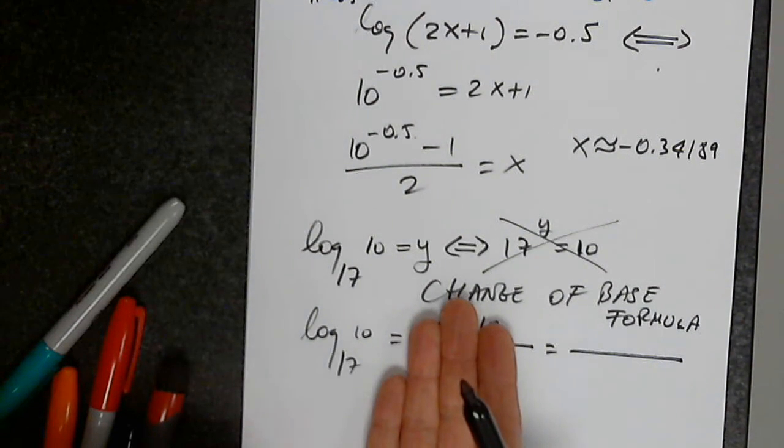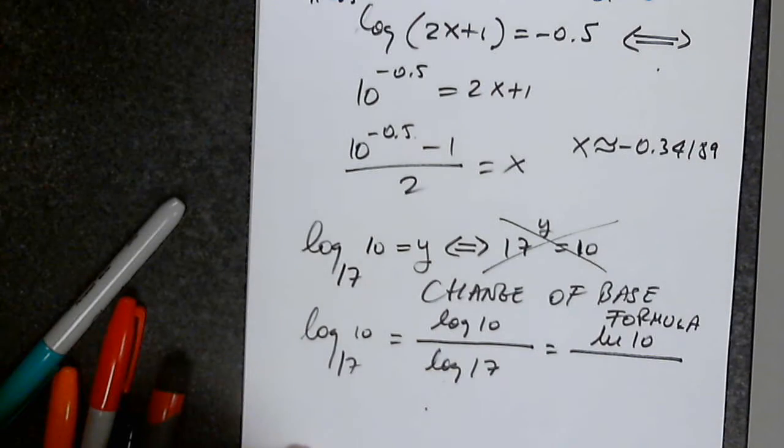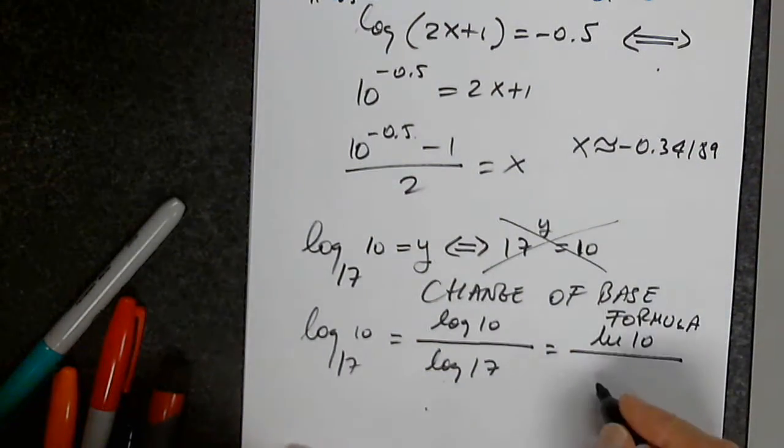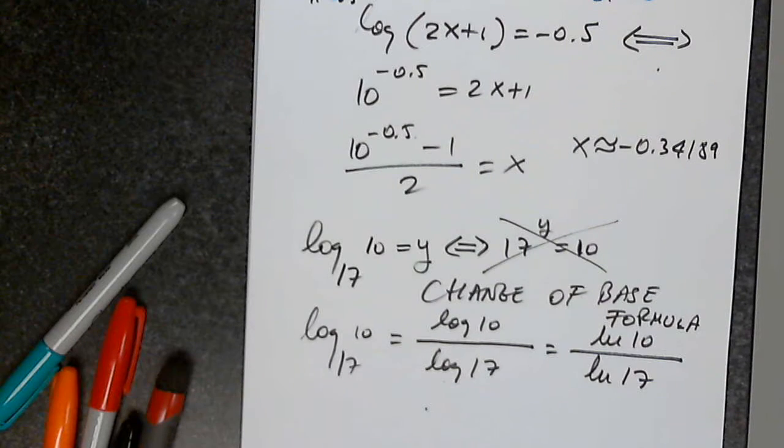If you don't want to use common log, you can use natural log. Natural log of 10, the number, over, what do you think? That's it. So let's find those and check that that is true.